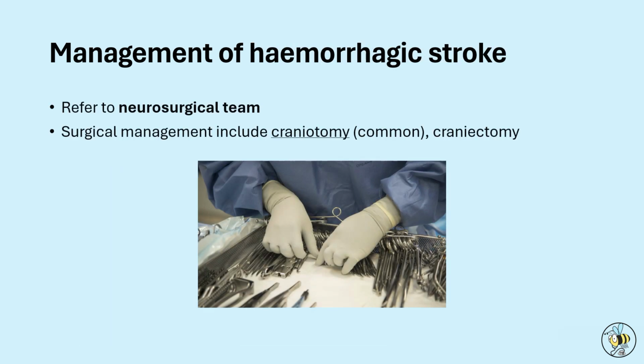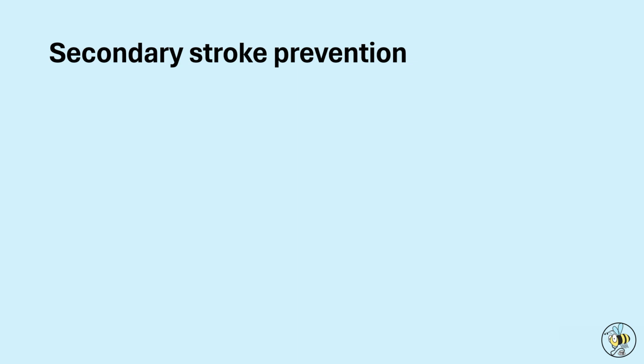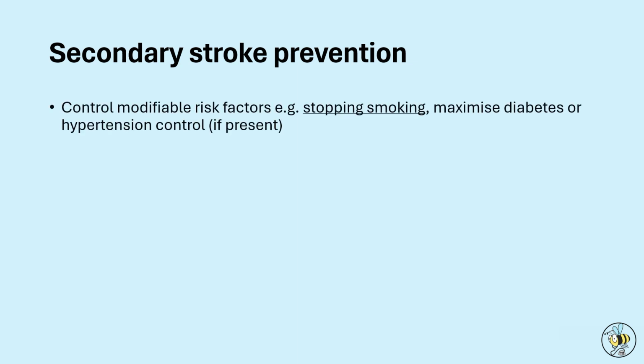Management of hemorrhagic stroke is simpler, at least for exams. You should urgently refer to the neurosurgical team, who commonly perform surgeries such as craniotomy to release skull pressure, and sometimes craniectomy. You've now treated a patient with acute stroke, so what next? We need to reduce the risk of recurrence. Controlling modifiable risk factors such as stopping smoking, maximizing control of diabetes or hypertension is very important.